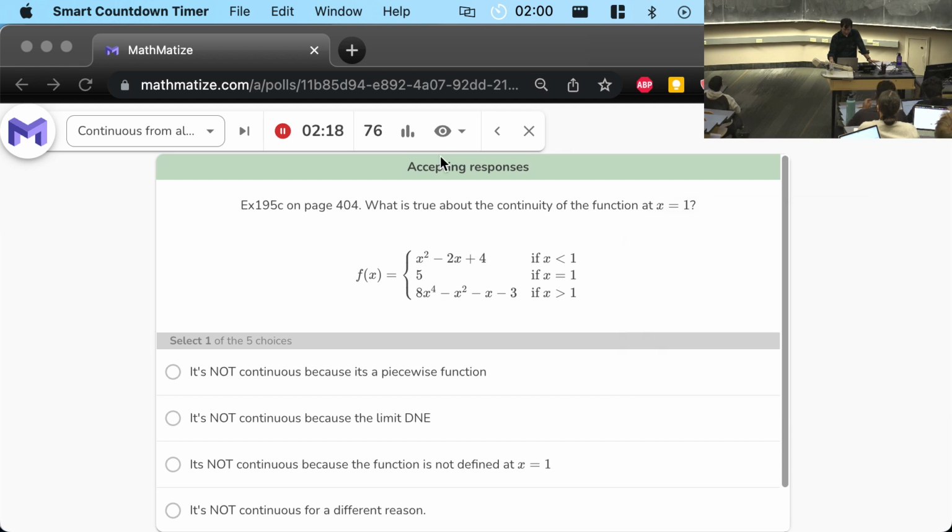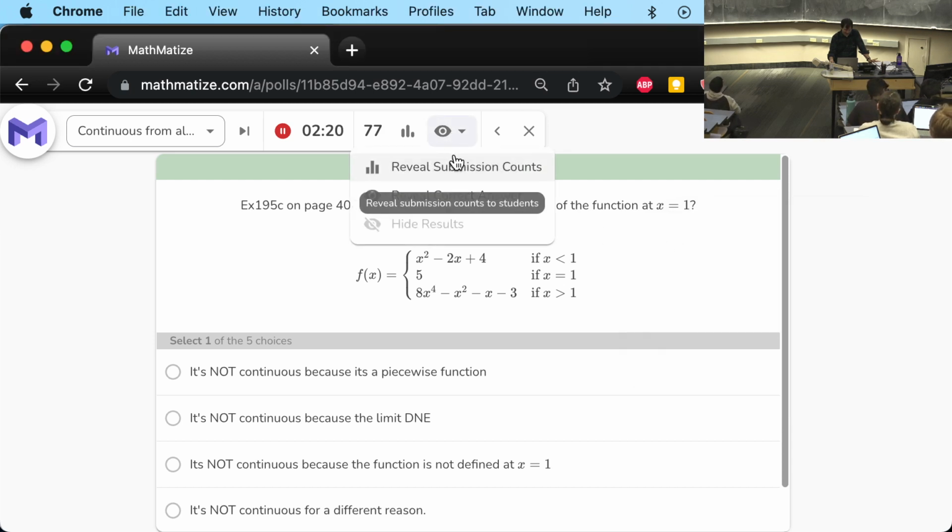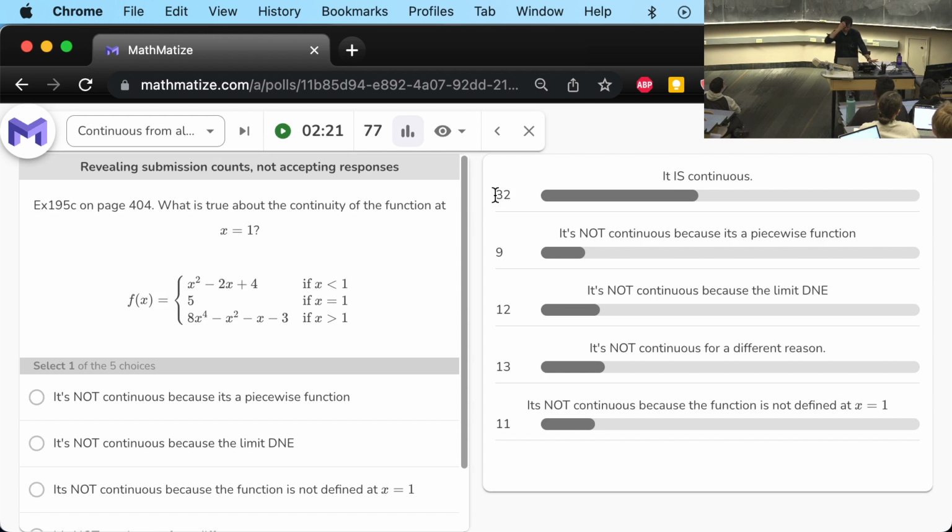Okay, let's take a look at what people said. Is it continuous or not, and why? All right, so a pretty split vote out of 77 people. 32 people think it is continuous, and I guess that means about 40 people think it's not continuous for various different reasons. So let's look at the possible reasons it could not be continuous. I'm going to start with, I think, the easiest one.